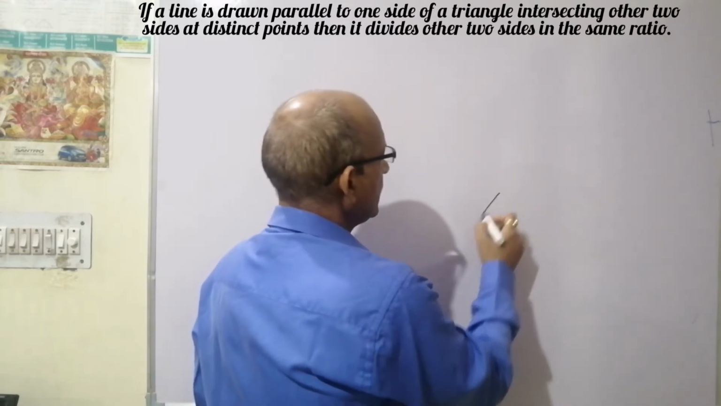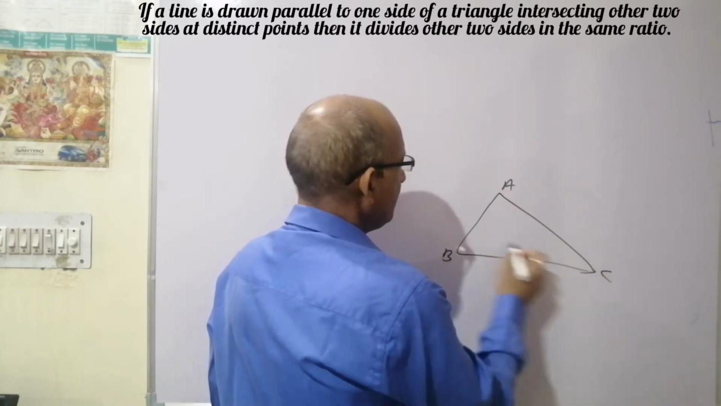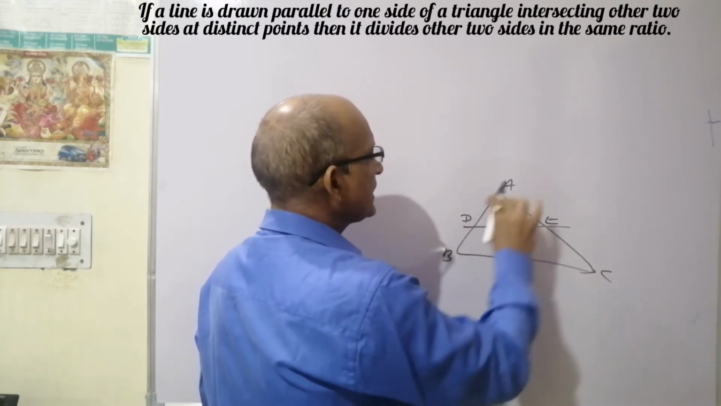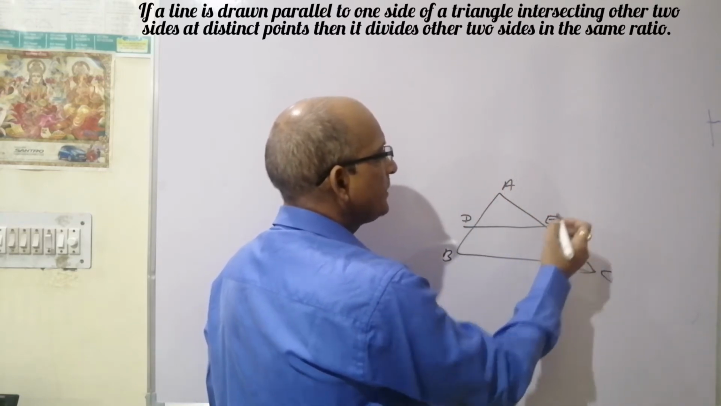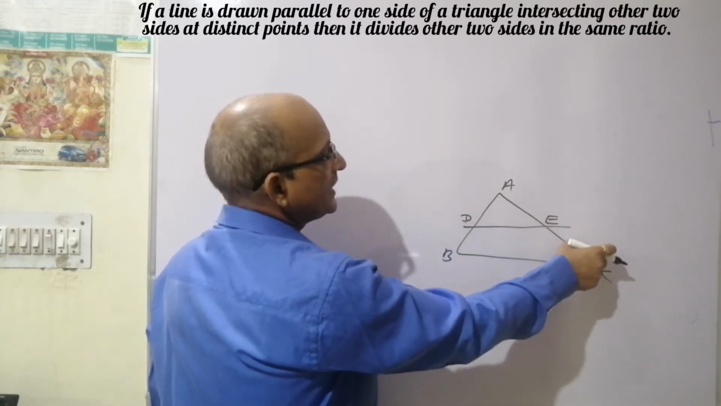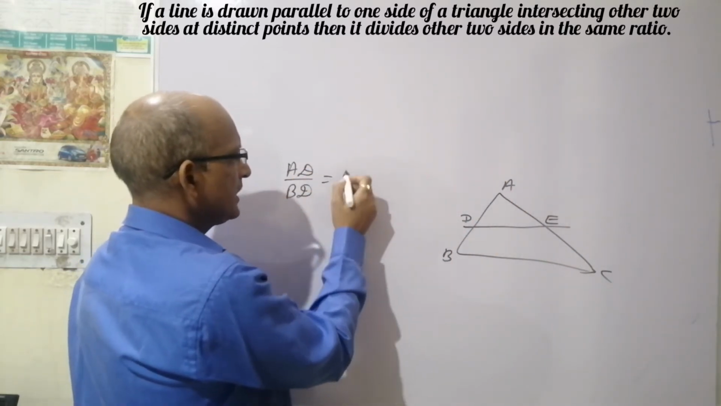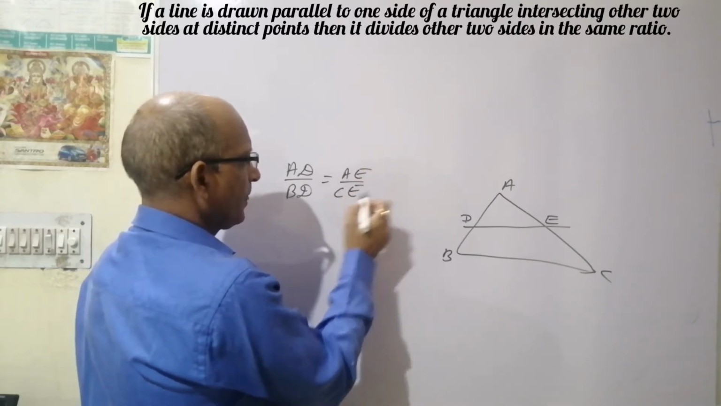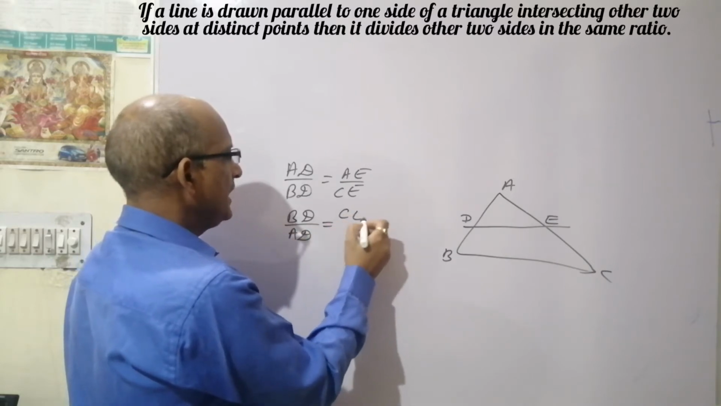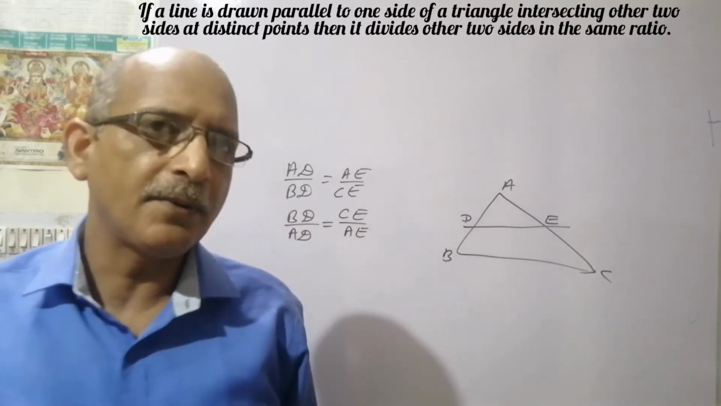If we take here triangle ABC, and a line is drawn in this way, intersecting at D and E, then AD upon BD is equal to AE upon CE. Ratios will be the same. Or also we can get BD upon AD is equal to CE upon AE. Both are true. AD upon BD is equal to AE upon CE, or BD upon AD will also be equal to CE upon AE. I am telling you how to apply this theorem.